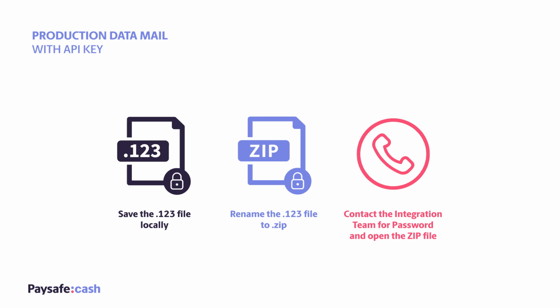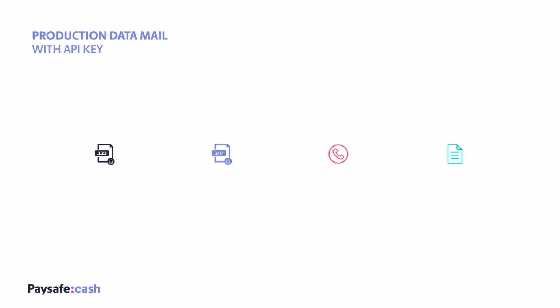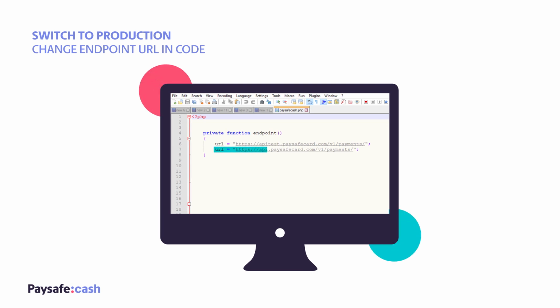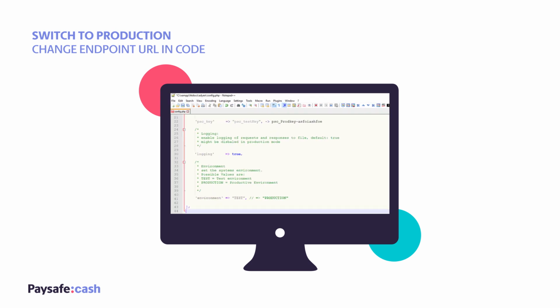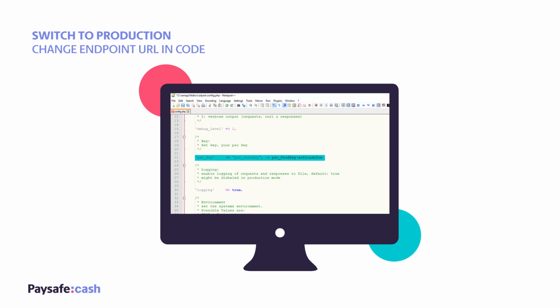After extracting the files, you can find the API key for the production system in the text file that is attached. Please change the URLs or environment parameter and the API key in your integration in order to send requests to our production environment. If you are using the sample codes, you can do this by changing the environment variable in the config file. The test environment API key must be exchanged with the production API key.